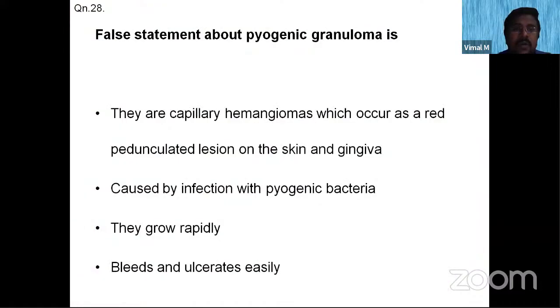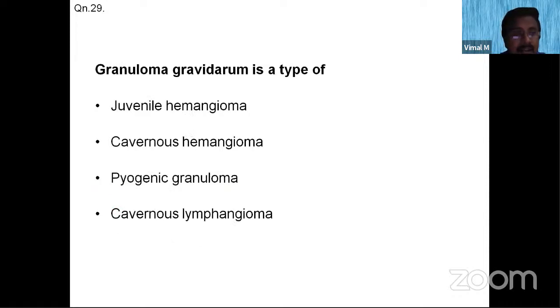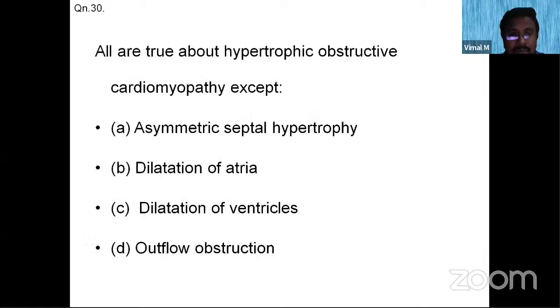So the false statement about pyogenic granuloma, you know that now: they are capillary hemangiomas which occur as a red pedunculated lesion on the skin and gingiva. They grow rapidly, and as a complication they bleed and ulcerate easily. And I told you pyogenic is a misnomer, so it is not caused by infection with pyogenic bacteria. So the answer here is: caused by infection with pyogenic bacteria. Granuloma gravidarum is a type of pyogenic granuloma.